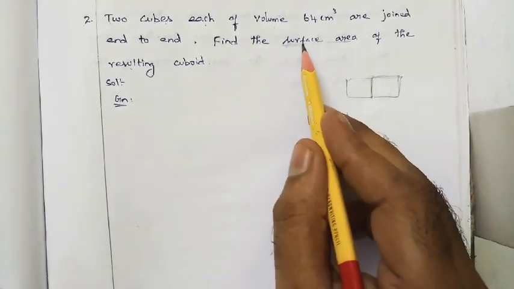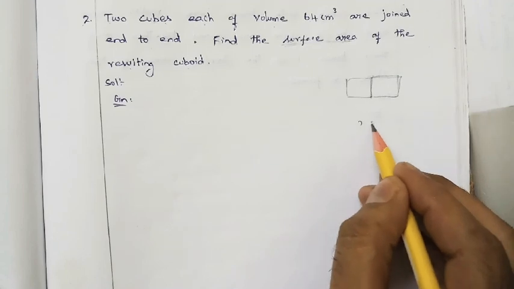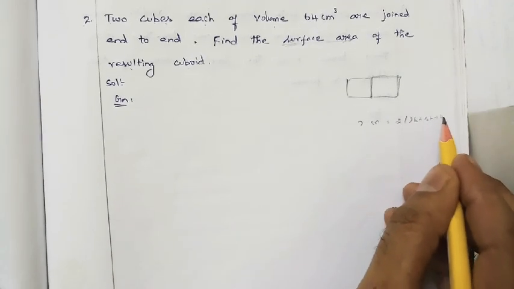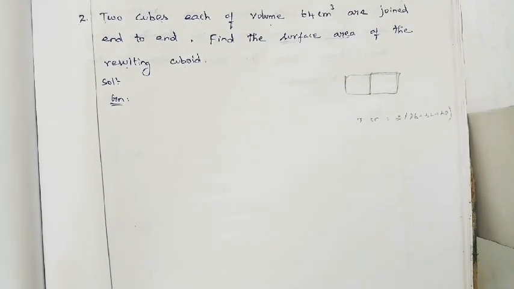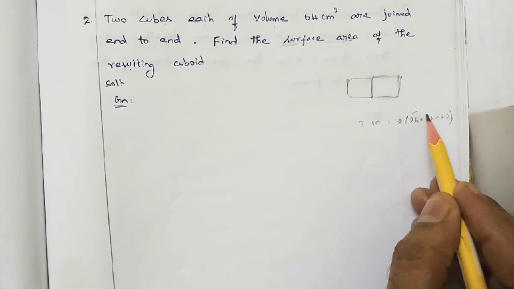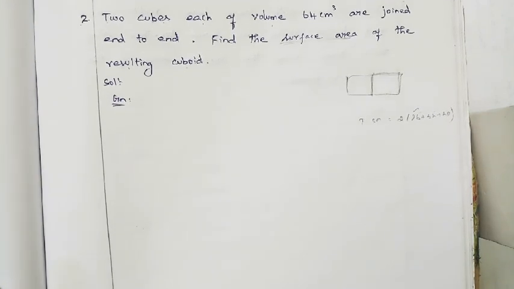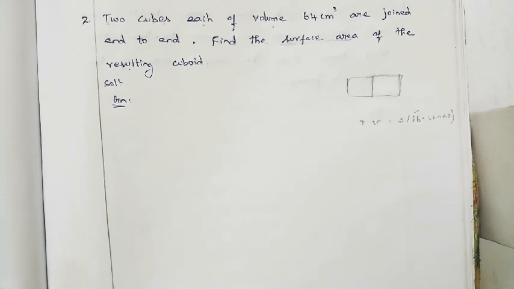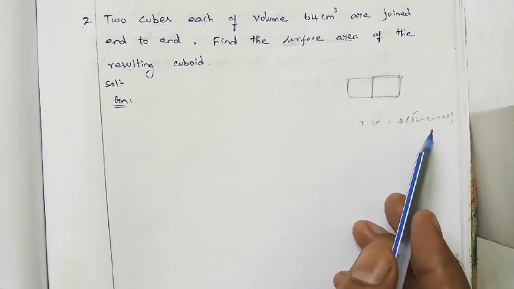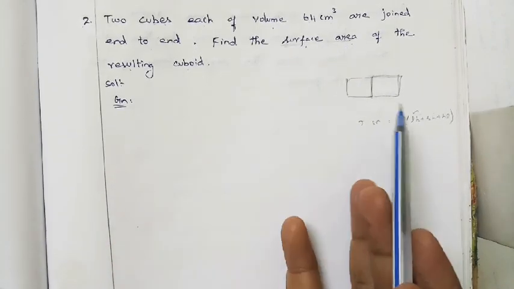So, TSA of cuboid. What is the formula of TSA of cuboid? TSA of cuboid is 2 times (LB plus BH plus HL). So we need the length, breadth, and height of the cuboid for finding its surface area. How are we going to find them?